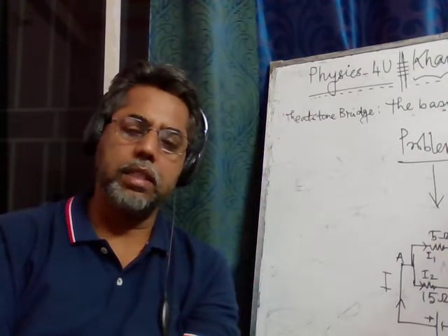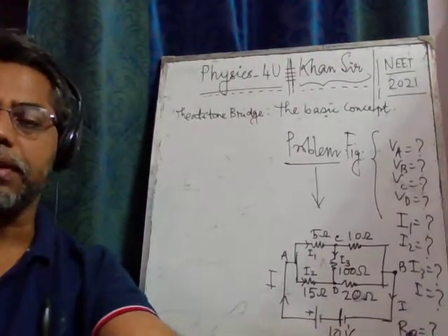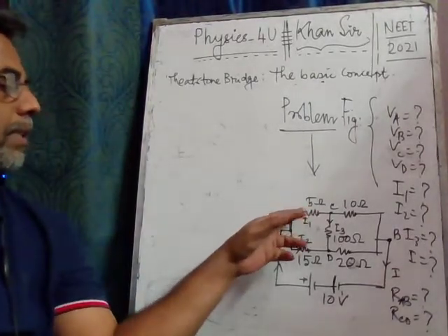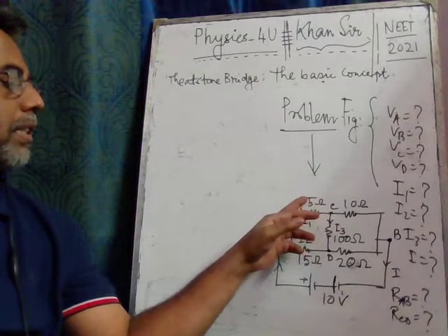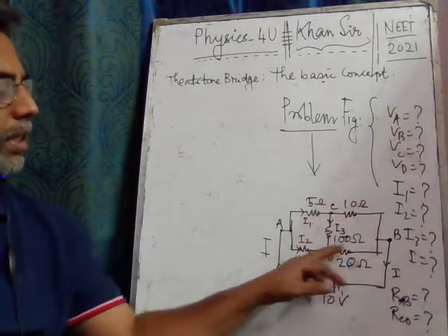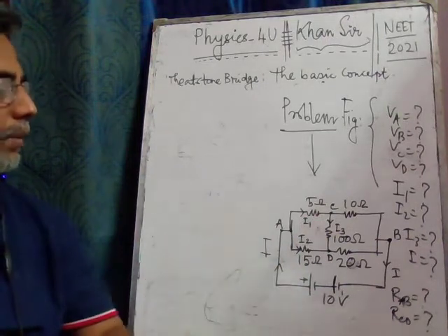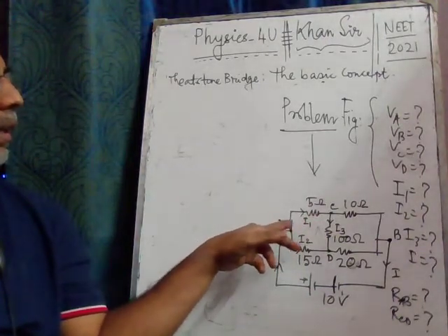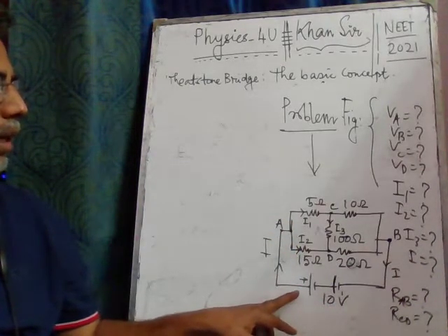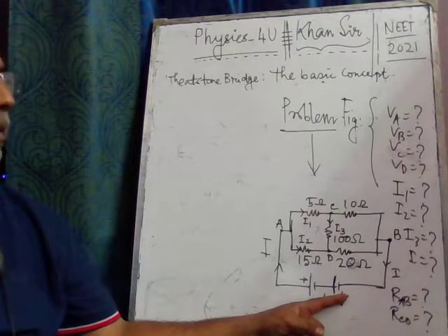So let's see the problem first. Here in the diagram you can see that we are given a circuit which has four resistances: 5 ohms, 10 ohms, 15 ohms, 20 ohms. These four resistances make the Wheatstone bridge. Our objective is to find the current in the branches. This is the battery, and the current starts from the higher terminal, goes through the network and returns to the negative terminal of the battery.